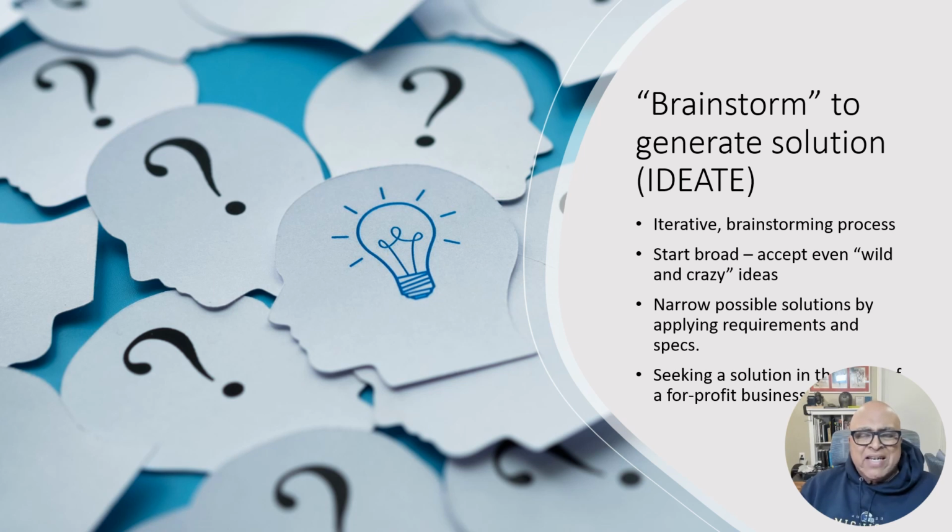So you want to engage in a kind of iterative or brainstorming process, and you want to start by throwing out all kinds of ideas. It can be ideas that seem crazy at first, but then you narrow down these ideas by applying what we call requirements and specifications. We can get into that later, but you want to gradually come up with the more feasible ideas after you weed out some of the ones that can't be or don't make sense to be implemented. And then you come up with what you feel is the best solution.